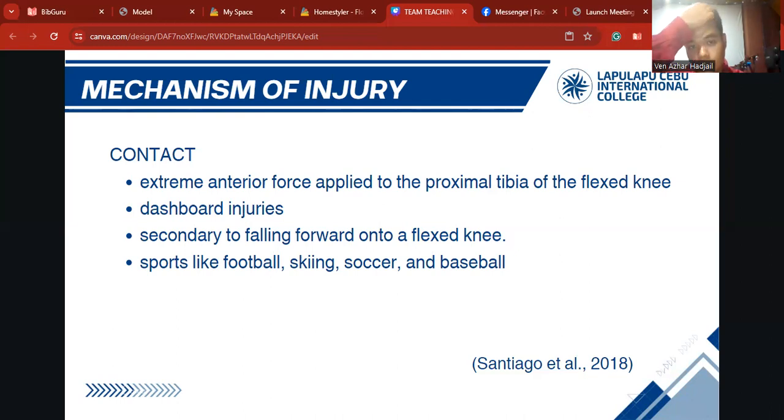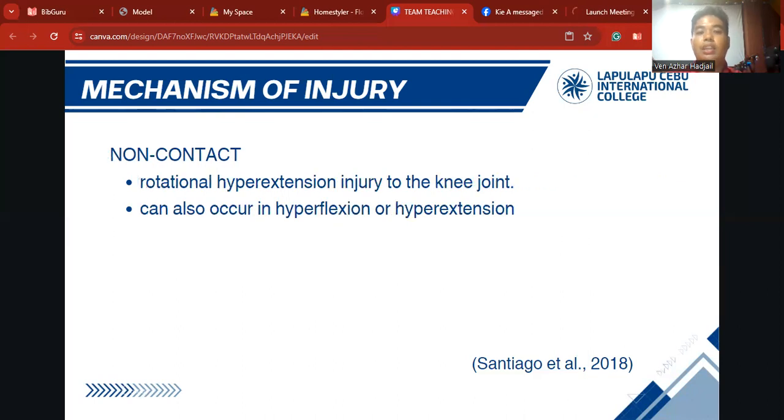And next, we have sports. Sports like football, skiing, soccer, and baseball involve a lot of contact and a lot of motion, especially with the legs, like sudden stopping and sudden changes in position, shifting from going forward to backwards. So that may be counted as a contact type of mechanism of injury for the PCL injury. For the non-contact, we have the rotational hyperextension injury of the knee joint. Then next we have the hyperflexion or hyperextension.